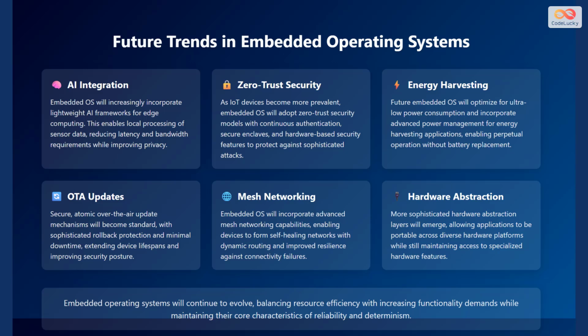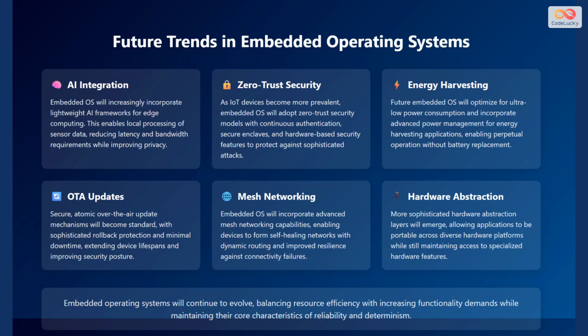Second, zero-trust security. As Internet of Things devices become more prevalent, embedded operating systems will adopt zero-trust security models with continuous authentication, secure enclaves, and hardware-based security features to protect against sophisticated attacks. Third, energy harvesting. Future embedded operating systems will optimize for ultra-low power consumption and incorporate advanced power management for energy harvesting applications, enabling perpetual operation without battery replacement.